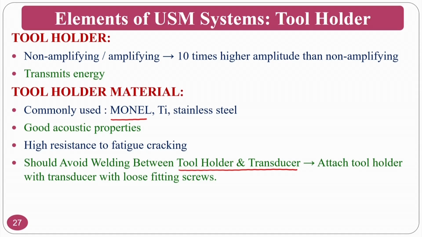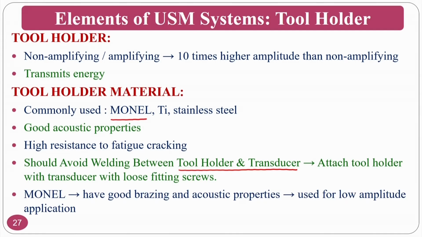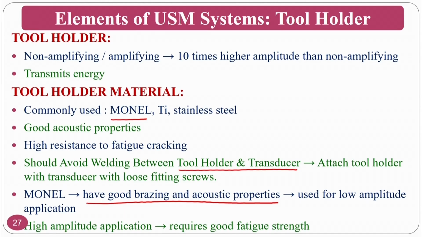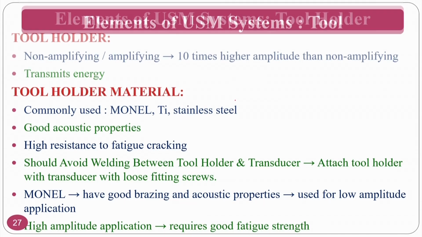The transducer gives some vibrations, and according to that the tool holder will move. Monel has good brazing and acoustic properties, that is why it is mostly used in the ultrasonic machining process, and at the same time it is used for low amplitude applications only. High amplitude applications require good fatigue strength and other things.